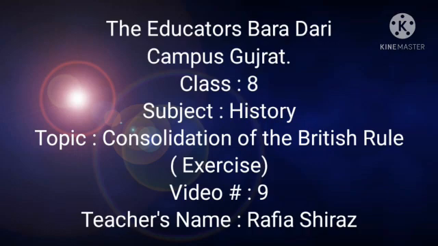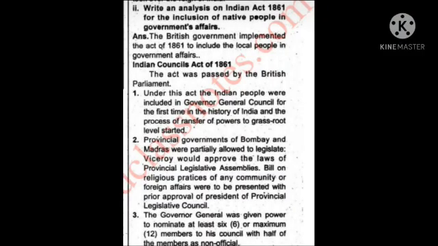Students, today we will complete our first chapter, consolidation of the British rule, and we will complete the long answer questions, and you have to write all these long answer questions in your notebooks. Question number 2 is: write an analysis on the Indian Councils Act 1861 for the inclusion of native people in government affairs. The answer is: the British government implemented the Act of 1861 to include the local people in government affairs.